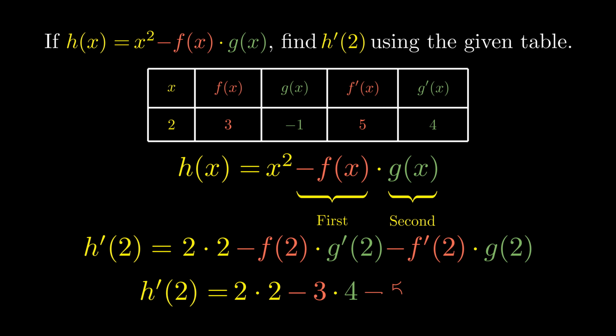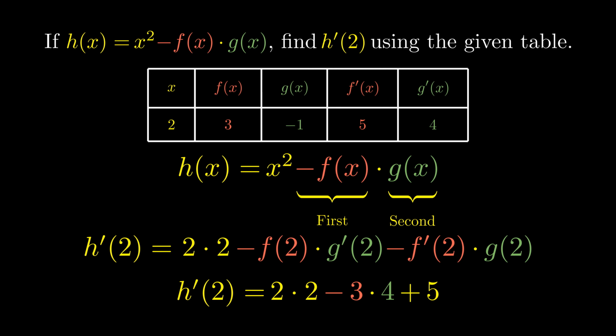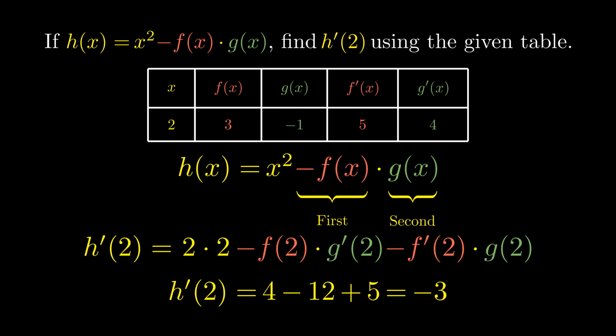Negative f prime of 2 is minus 5. And g of 2 is negative 1. Two negatives will cancel out, so negative 5 times negative 1 is plus 5. Simplifying further, 2 times 2 is 4, and 3 times 4 is 12. Our last little bit here is 4 minus 12 plus 5, so our final answer to our table question is negative 3.